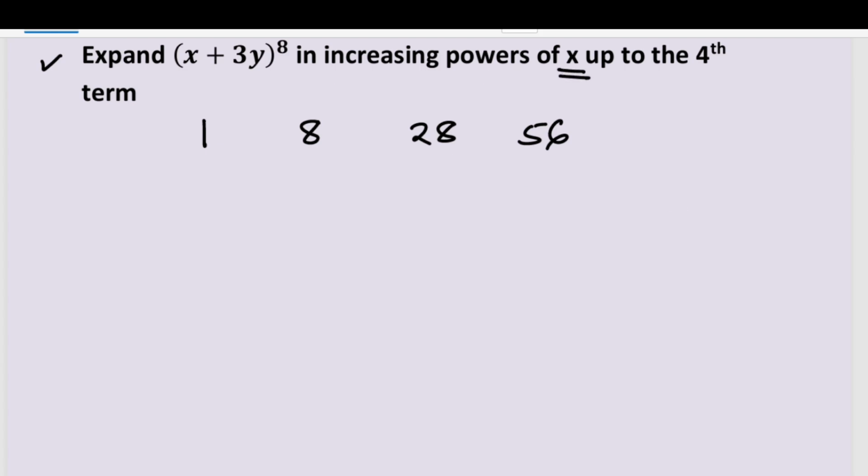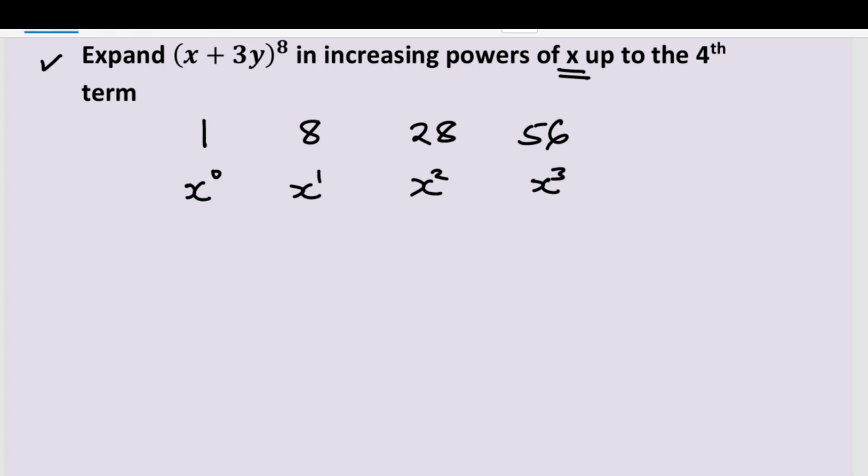We are told to expand in increasing powers of x. So we are going to start with x, but x is now going to be in increasing powers, starting from 0, and then we increase. So we shall have x raised to power 0, x raised to power 1, power 2, and then x raised to power 3. So we stop there for powers of x. As you can see, it is now increasing: power 0, 1, 2, 3.